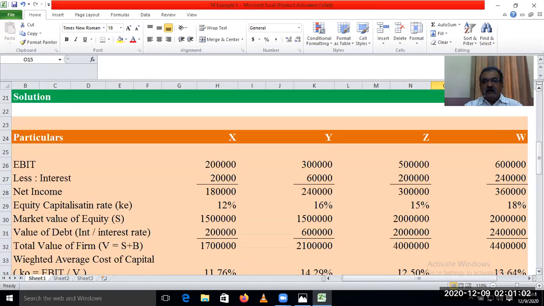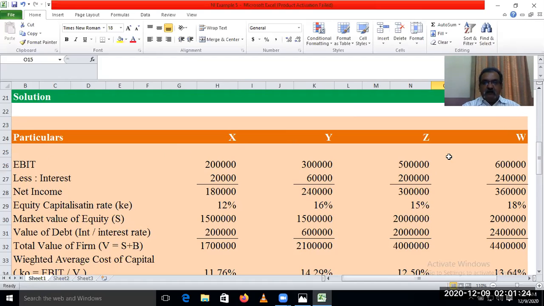Within one table we can calculate it. We know that how to calculate value of firm as per the net income approach. That is the value of equity plus value of debt. How to find out value of equity? That is a net income divided by equity capitalization rate. And what is the net income? That is the EBIT minus interest.